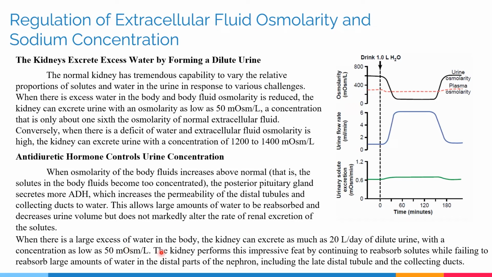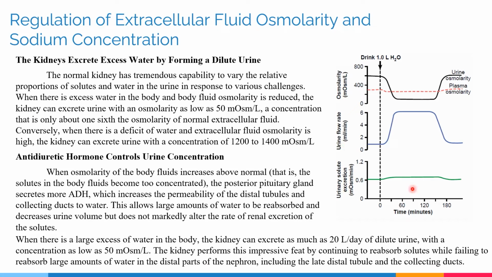When there is a large excess of water in the body, the kidney can excrete as much as 20 liters per day of dilute urine with a concentration as low as 50 milliosmoles per liter. The kidney performs this impressive feat by continuing to reabsorb solutes while failing to reabsorb large amounts of water in the distal parts of the nephron, including the late distal tubule and the collecting ducts. Thus, in this scenario, the kidney is still able to reabsorb all the solutes that it was during normal functioning, but it does not reabsorb water, and thus it can make sure that a large amount of water is excreted in a form of dilute urine.